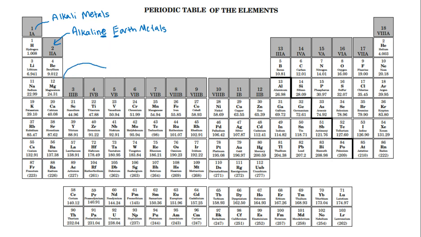All right. This entire group here in the middle, these B's, you see how they have B's beside their Roman numeral letters? These are called the transition elements, or you could say the transition metals. I don't care. Either is appropriate.